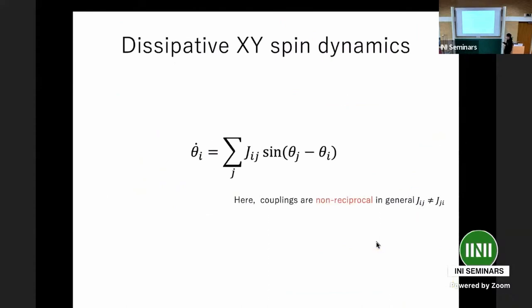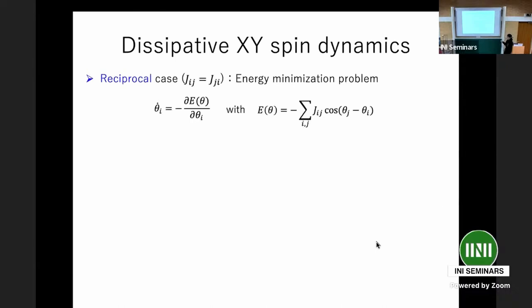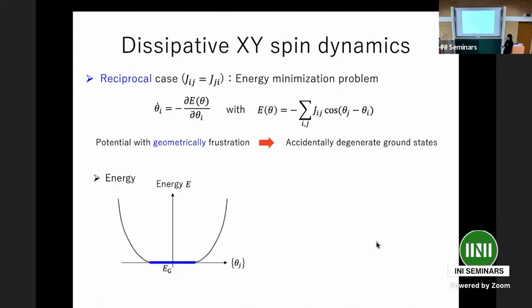So then, just to be concrete, although the concept that I'm going to introduce I expect to be very general, let me focus on this dissipative XY spin model, because this is the simplest. Here, the couplings can be non-reciprocal in general. For a reciprocal case, when Jij equals Jji, this equation of motion will boil down to an energy minimization problem, where energy is given by this expression. If you choose your potential to have geometrical frustration, then many accidentally degenerate ground states would appear. Pictorially, what this would mean is that given this energy as a function of configuration, you have this flat part in the energy, which denotes the accidental degeneracy of the ground states.